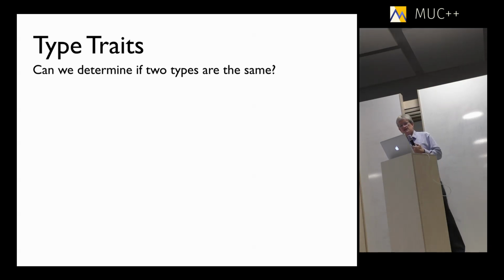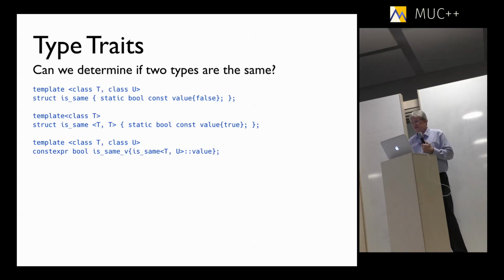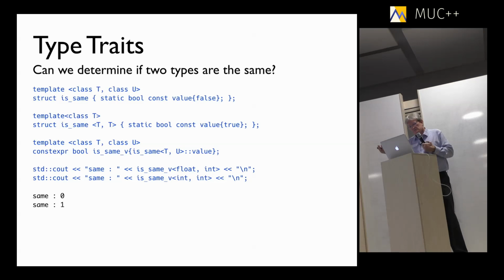Next step, we want to see if two types are the same. Again, we're going to do something very simple. We're going to say isSame, and the default is going to be false. But we're going to specialize it for the situation where the two types are, in fact, both T, for whatever T is. For that situation, we'll say that's true. And again, we need to make isSame_v, which we define as just isSame::value. So we can do something like isSame_v of float and int, isSame of int and int, and we don't have to say ::value because we've done the _v.